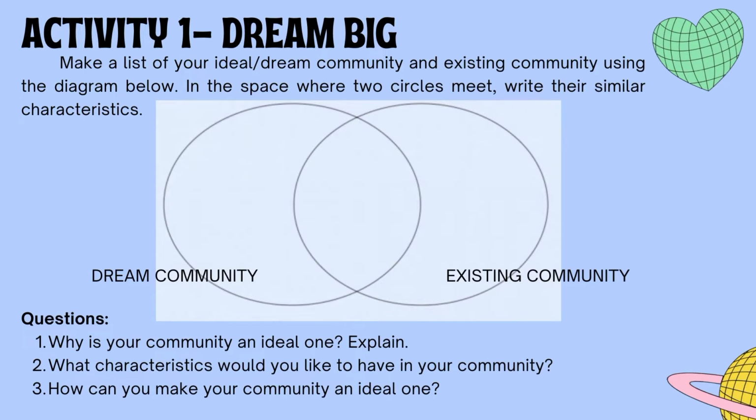Next, let's have an activity. This is entitled Dream Big. Make a list of your ideal or dream community and existing community using the diagram below. In the space where two circles meet, write their similar characteristics. On the left side, list down the characteristics of your dream community. And on the right side, list down the characteristics of your existing community. And at the center, you write their commonalities.